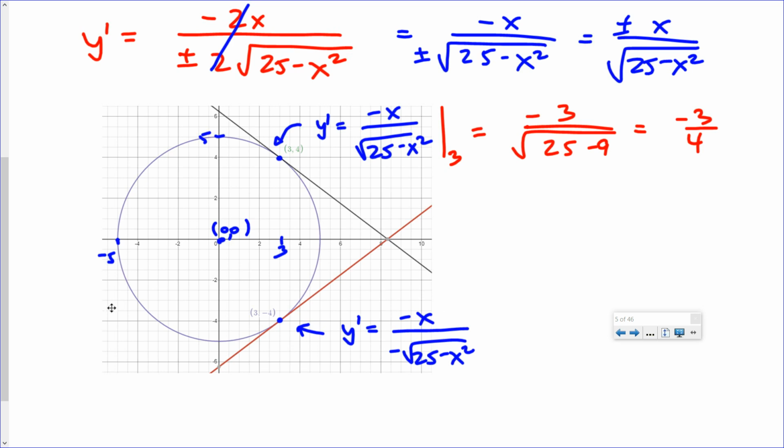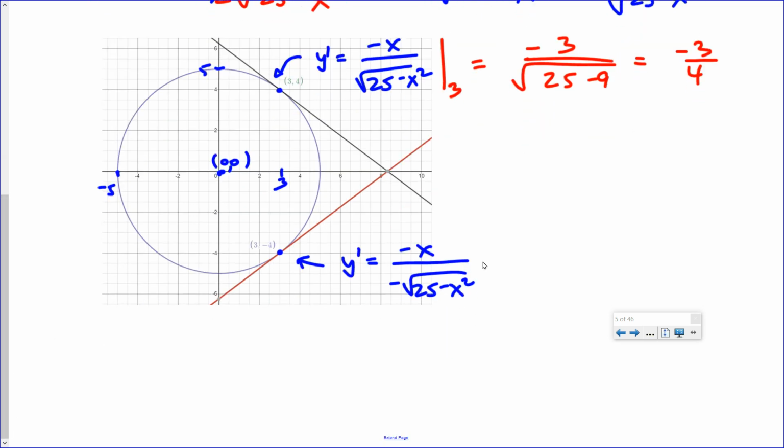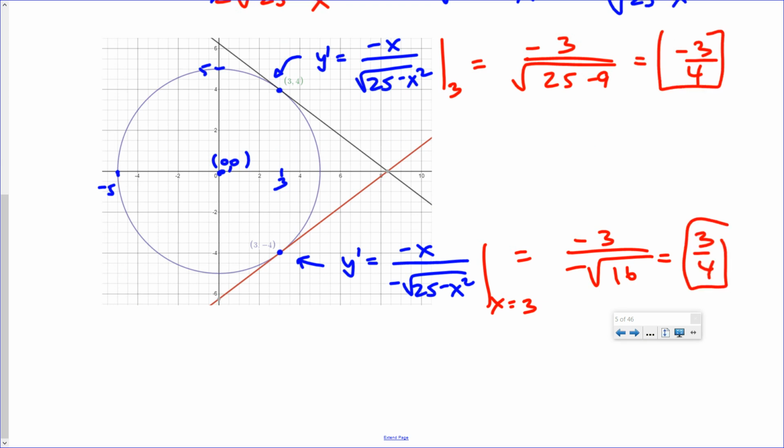What would be the slopes down here? What would I plug in for the x here? Also 3, right? X is 3. And so this is going to be negative 3 over negative the square root of 16, which this one's going to be positive, right? Positive 3 over 4. So there are my 2 slopes. One is 2 derivatives, so to speak, at 3. One is negative 3/4, and the other is positive 3/4. Okay, any questions about that?